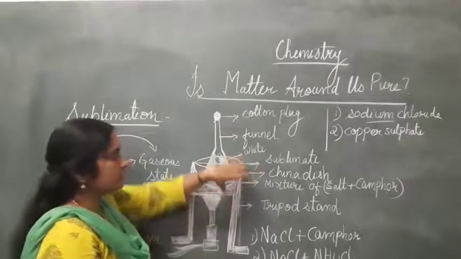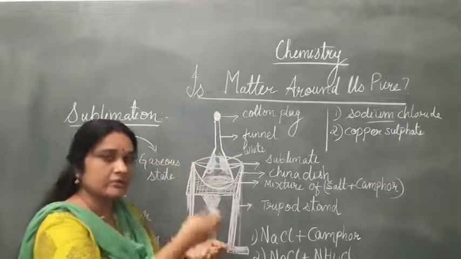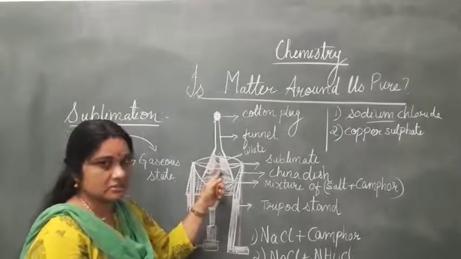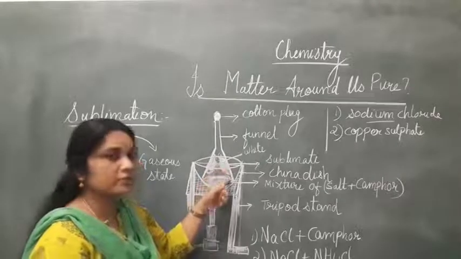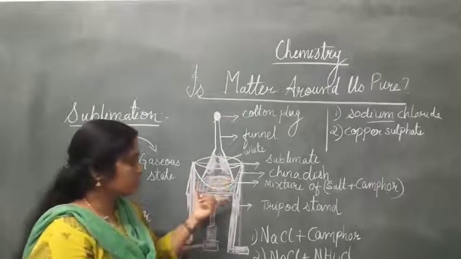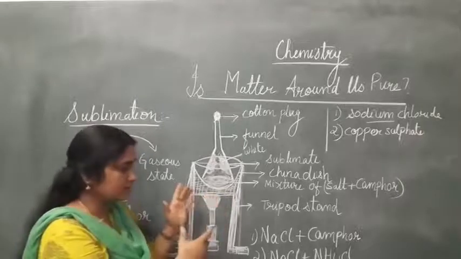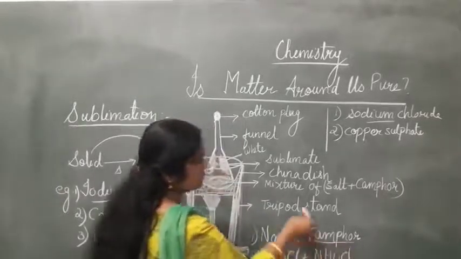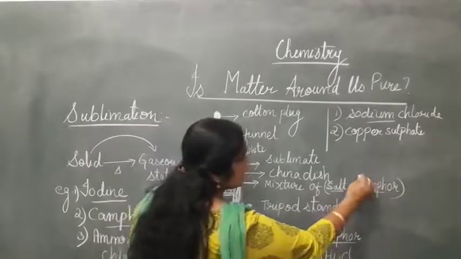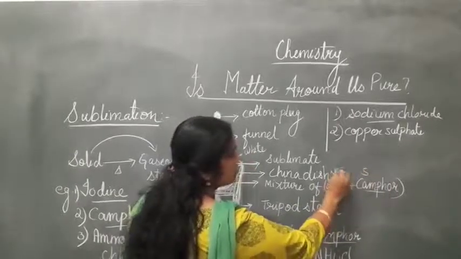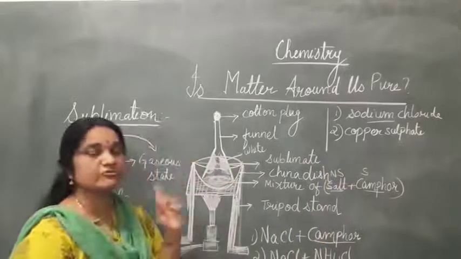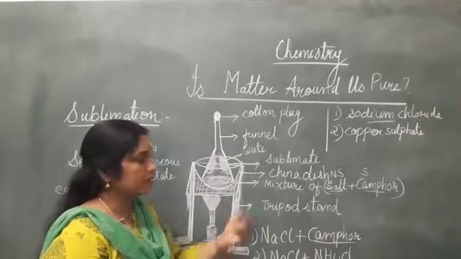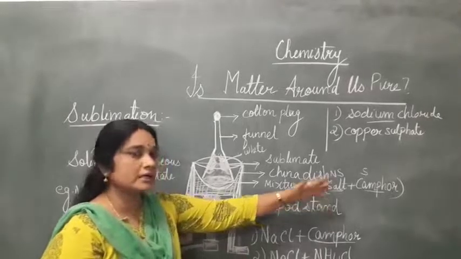After some time, remove the funnel and take a glass rod and scrape out the white color substance. So what do you see? Which compound will it be? What do you observe? The observation is, by this method, we have taken a mixture of salt and camphor. Camphor is sublimable and salt is non-sublimable. Camphor is volatile, it gets converted very quickly, having a low melting point. Salt is non-volatile, having a high melting point.